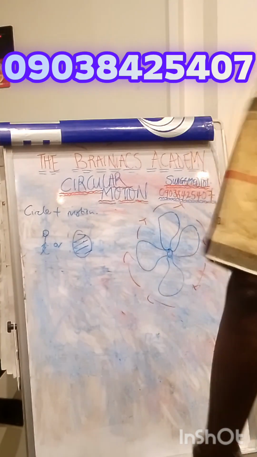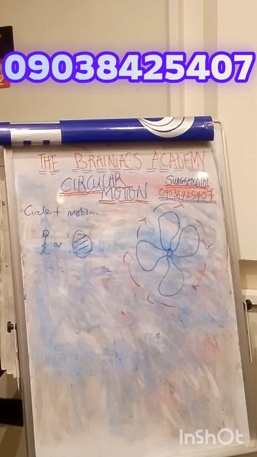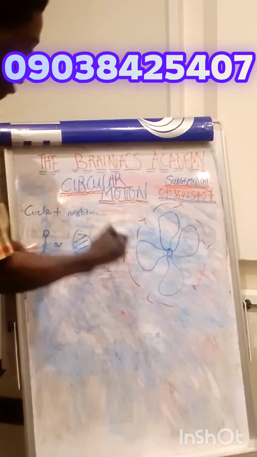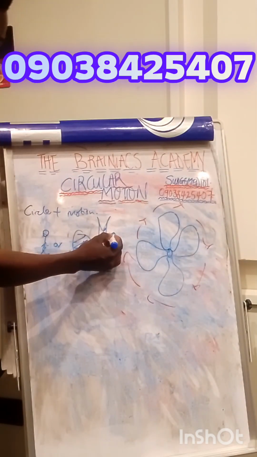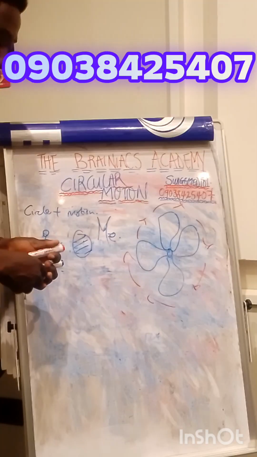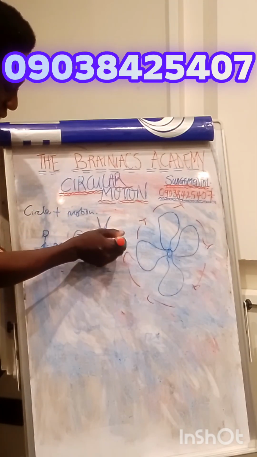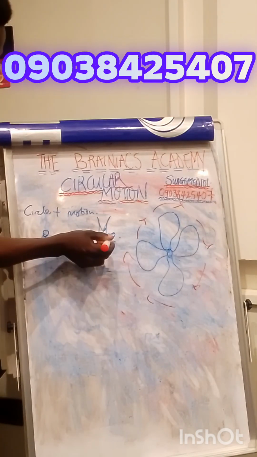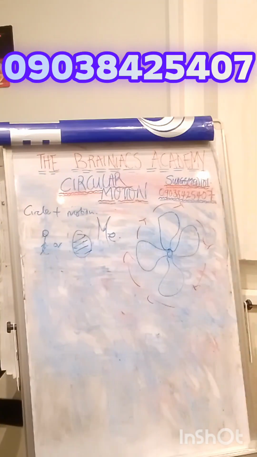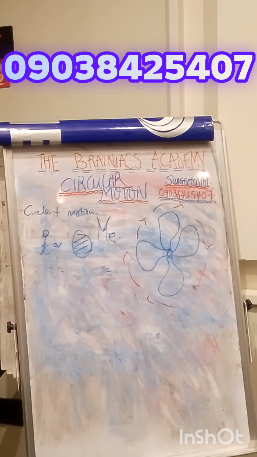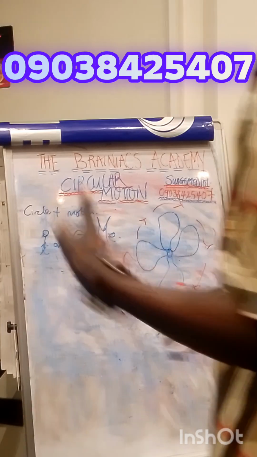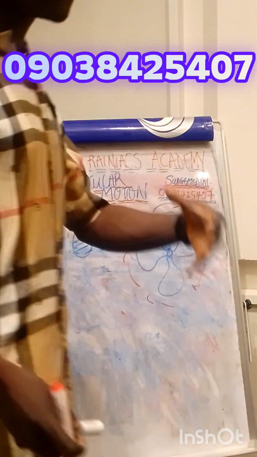So we have a lot of examples. We have the example of a rotating fan. You have the example of the moon orbiting the earth. The moon orbiting the earth. We have more examples, like a car moving around a roundabout and a stone tied to a string.